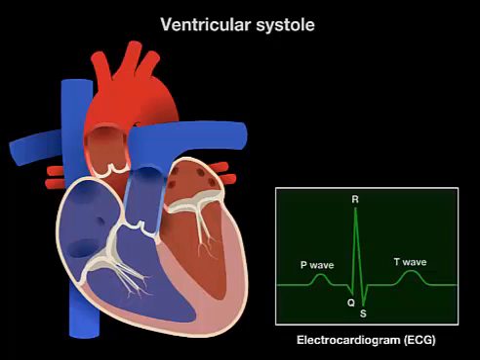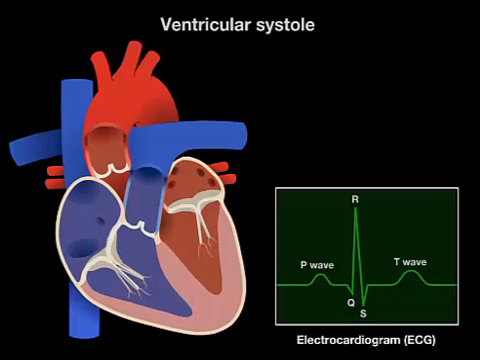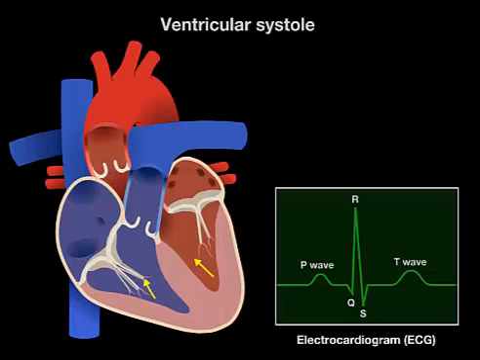The heart sound associated with the closure of the AV valves is known as S1, often described as lub. With continued contraction, ventricular pressures increase until they are higher than those in the pulmonary trunk and aorta. At this point, the pulmonary and aortic valves open and blood is ejected from the ventricles. Ventricular systole is represented by the ST segment on the ECG.